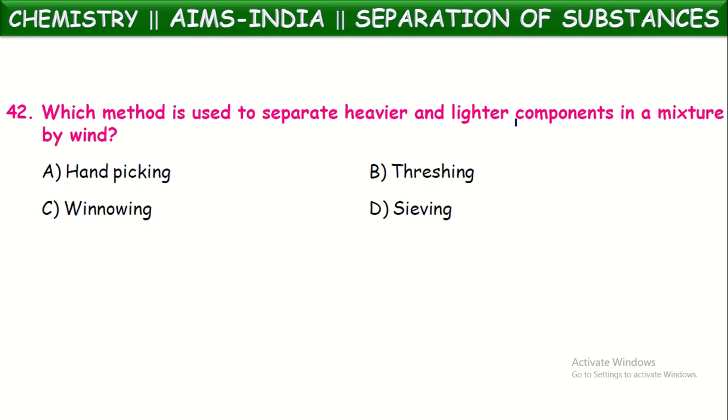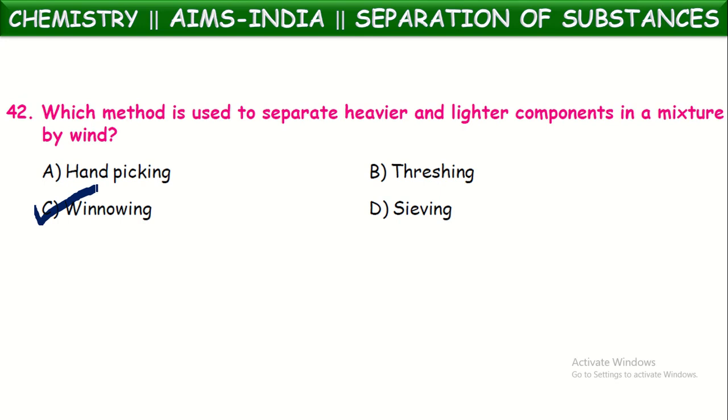Next. Which method is used to separate heavier and lighter components in a mixture by wind? Yes, when a mixture which contains heavier and lighter particles is thrown or made to fall from a certain height, then heavier particles will fall down directly and form a heap. Lighter weight components will be blown away and form a separate heap. That process is called winnowing.